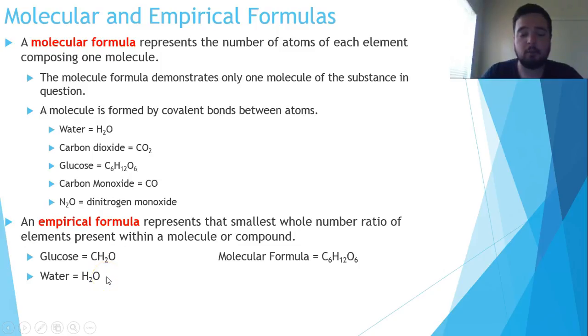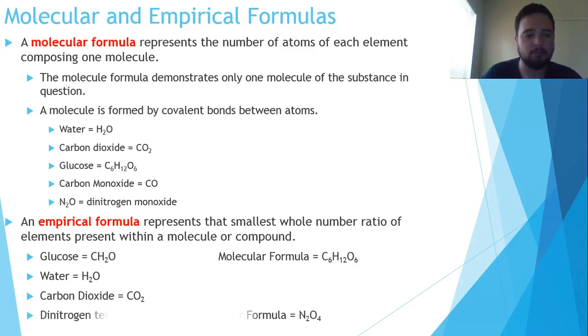Water is H2O, but the thing is that with 2 and 1, there's no common factor between them. So water's empirical formula is actually its molecular formula, because you can't reduce these numbers any further without turning them into decimals, and empirical formulas don't have decimal subscripts. Carbon dioxide, the same thing. It's a 1 and 2 ratio. You can't reduce it without turning those subscripts into decimals. So its molecular formula is also its empirical formula.